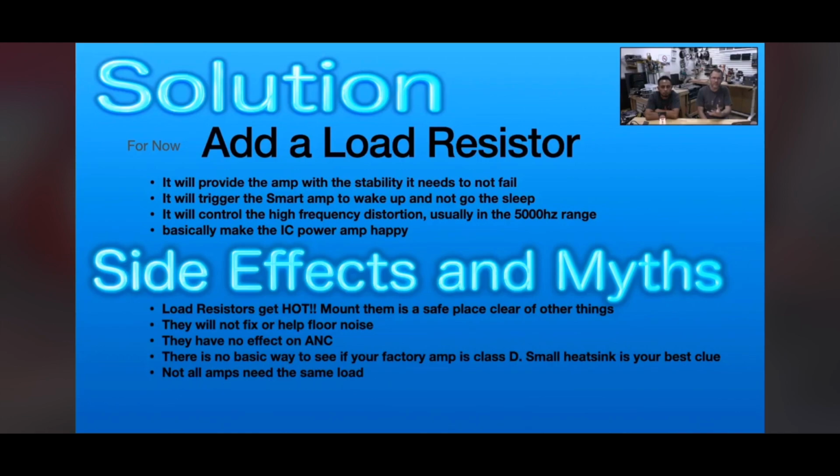Some Class D amplifiers, when they become unstable, you blow your tweeters, and you can't figure out why you keep blowing tweeters. It's because you don't have a load resistor on it. Basically, make the IC power amp happy.